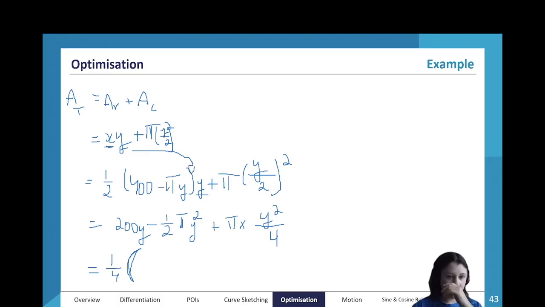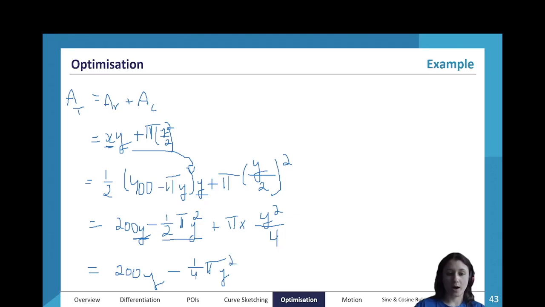And as you can see, now we're going to have 200y take half pi y squared. And now from here, we can actually do a little bit of simplification, right? Because we're going to have 200y, and now we have half pi y squared plus a quarter pi y squared. So they are like terms there. So we kind of have negative a half plus a quarter of something, which will leave us with negative a quarter pi y squared.